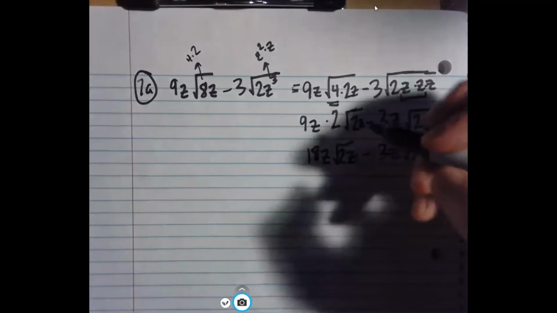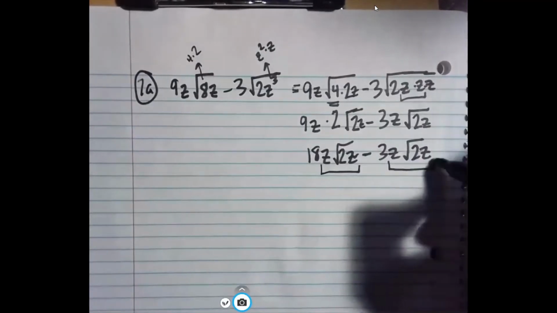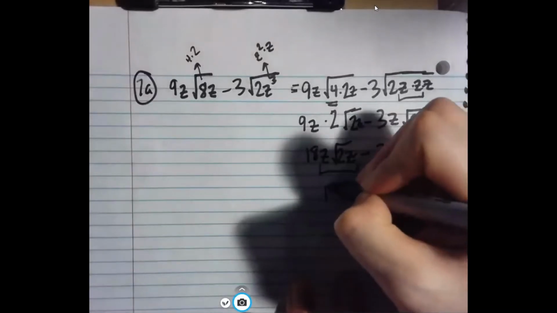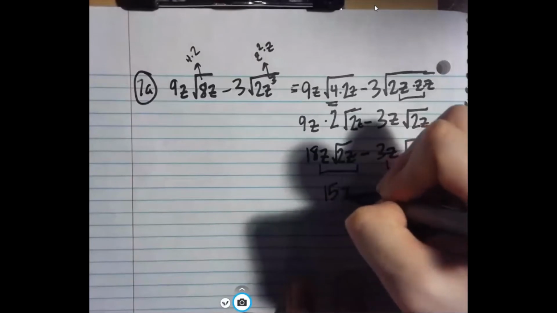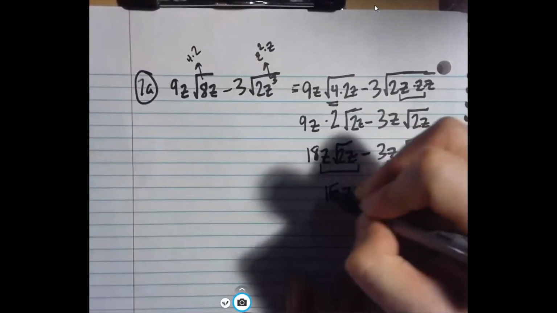So this looks difficult, but really if you look at this, this piece and this piece are exactly the same. So you have 18 of these z root 2z's, and you're taking away 3 of these z root 2z's. So when you complete that subtraction, you are going to be left with 15z root 2z.